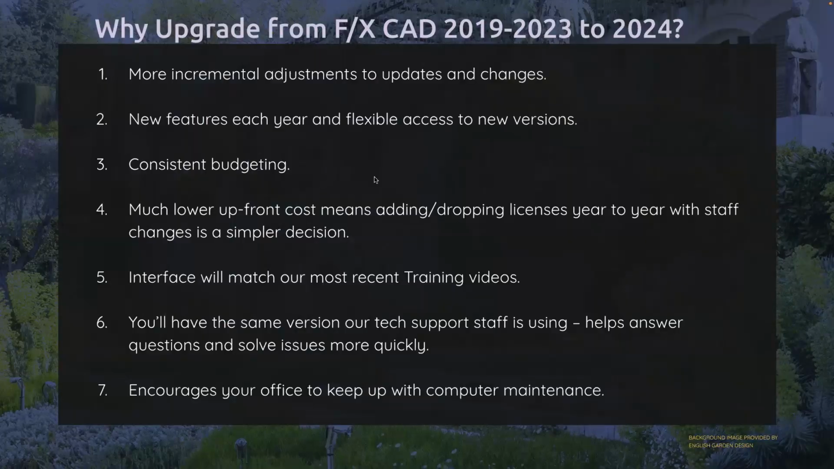Of course, you get that consistent budgeting with the subscription cost, and then the much lower upfront cost means that you can add and drop licenses year to year based on your staff changes. That's a simpler decision instead of getting it all budget approved, because it's a lot cheaper to do so. So you might just have an intern coming in for 8 months, and it's a lot more economically friendly to add a license just for a year and then drop it the next year. That's a decision that you can absolutely do. That was not as feasible before with the perpetual model.